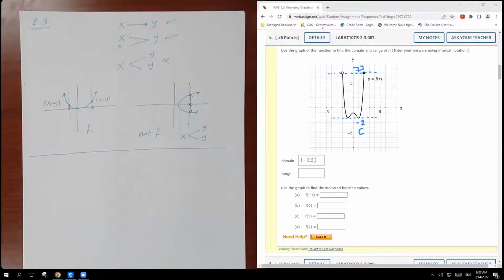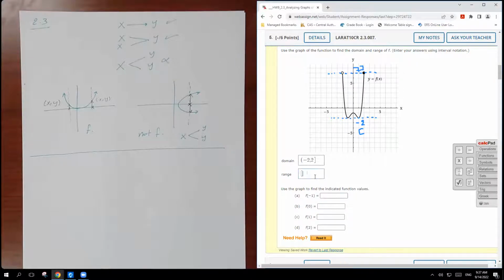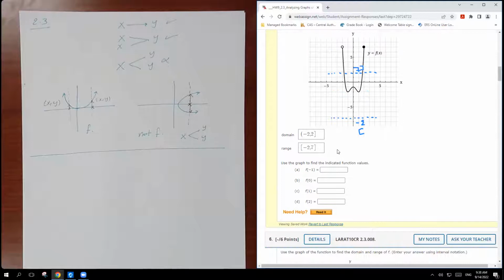That means the range is going to be a bracket from -2, comma, to 7, another bracket. That's it for this one. This is the domain and the range.